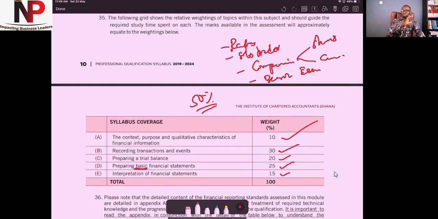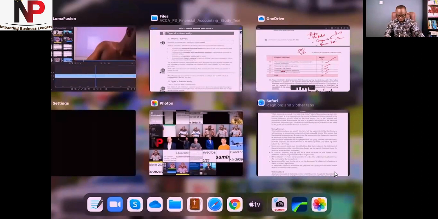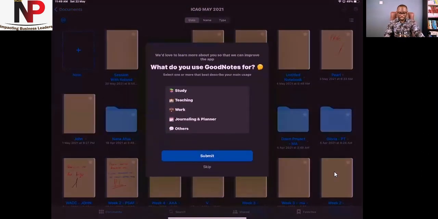Now, how do you position yourself to pass the exams? Because at the end of the day, you've got to pass the exams. So how do you position yourself? Like I say all the time, so let me take you to my screen here.